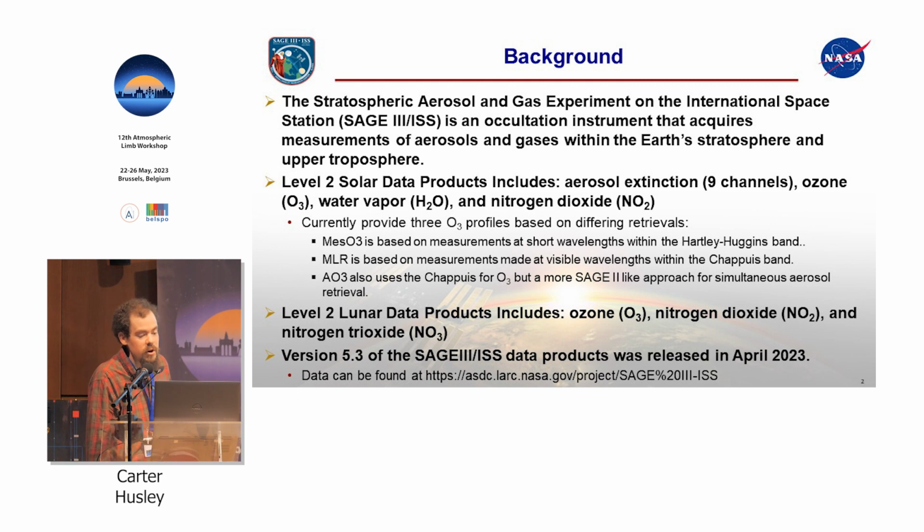We have the mesospheric ozone product, which is based on measurements within the Hartley-Huggins band. We have our MLR ozone, which is based on measurements made within the Chappuis band. And AO3, like the MLR ozone product, uses the Chappuis band for getting ozone measurements, but it actually uses a more Stage 2-like approach for simultaneous aerosol retrieval.